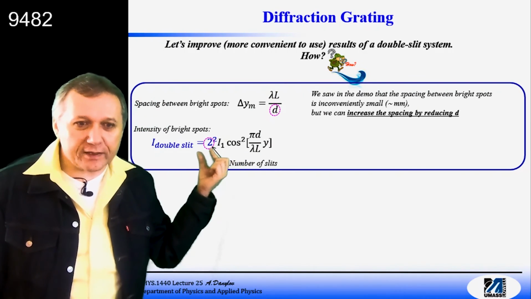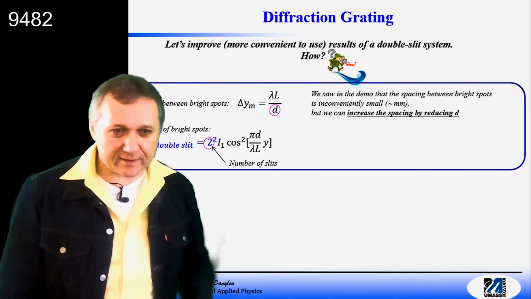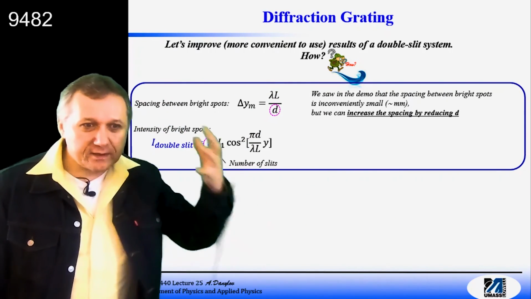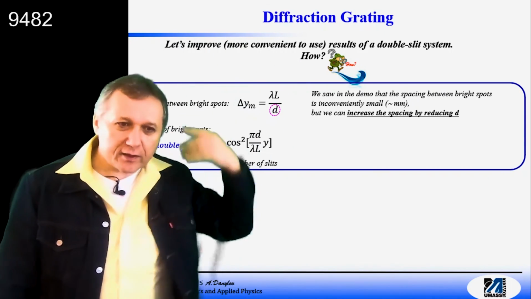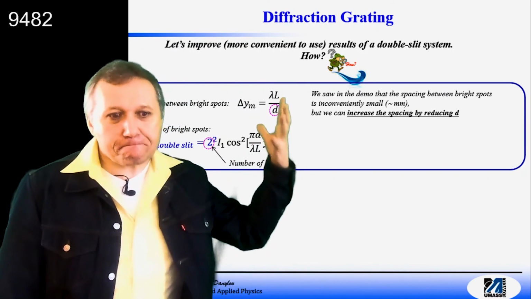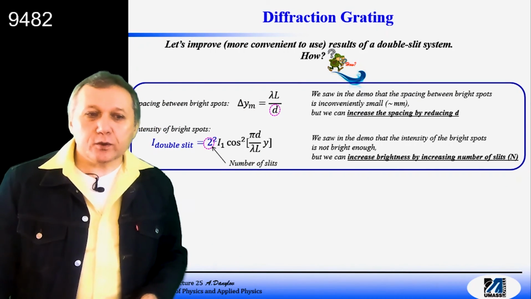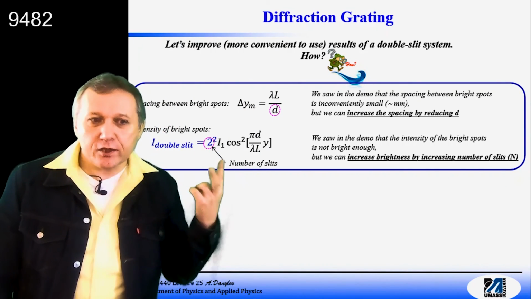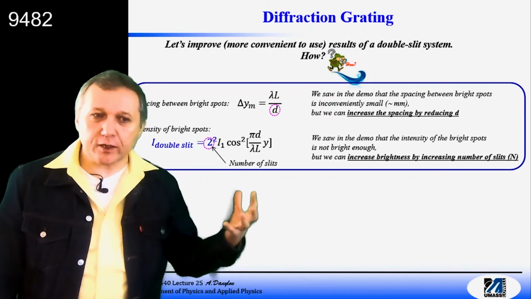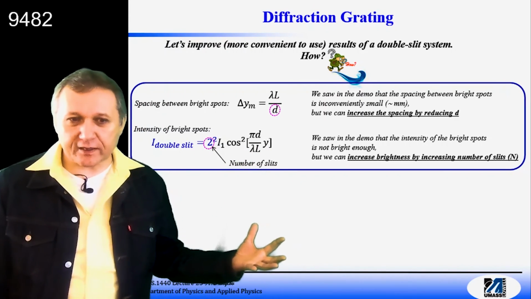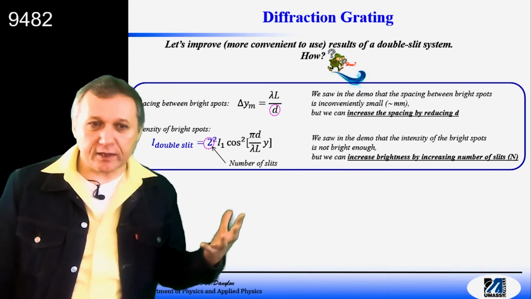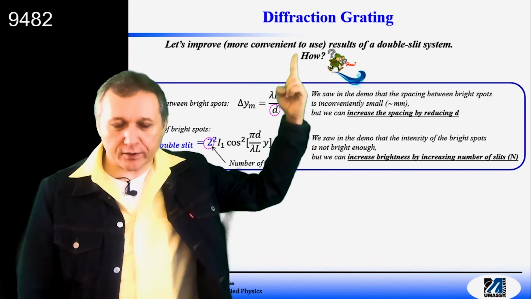But what if you create 1,000 slits? Then the intensity, I cannot imagine. It will be a significant increase in the intensity. So these are two natural steps that you have to make in order to improve a double-slit experiment. And as a result, you get what is called a diffraction grating.